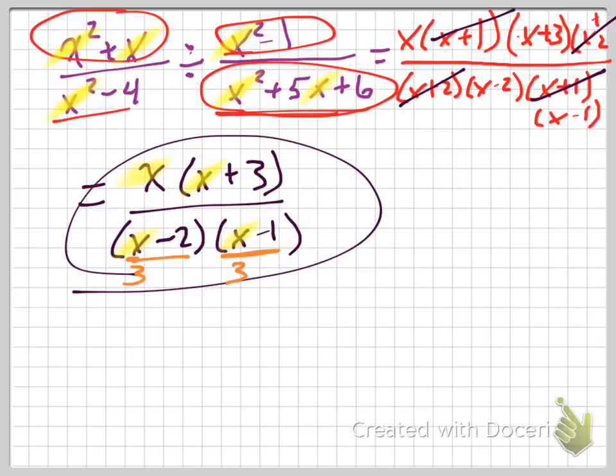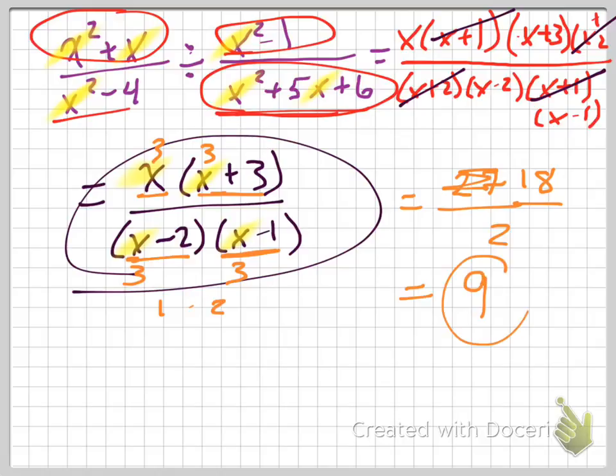Let's plug in 3 everywhere we see an x. And what do we get? I'm going to get 9 times 3, which is 27. Sorry, not 9 times 3. 6 times 3, which is 18. Helps to do it right, because that's 6 times 3, which is 18, all over 1 times 2, which is 2. So 18 over 2 is 9.